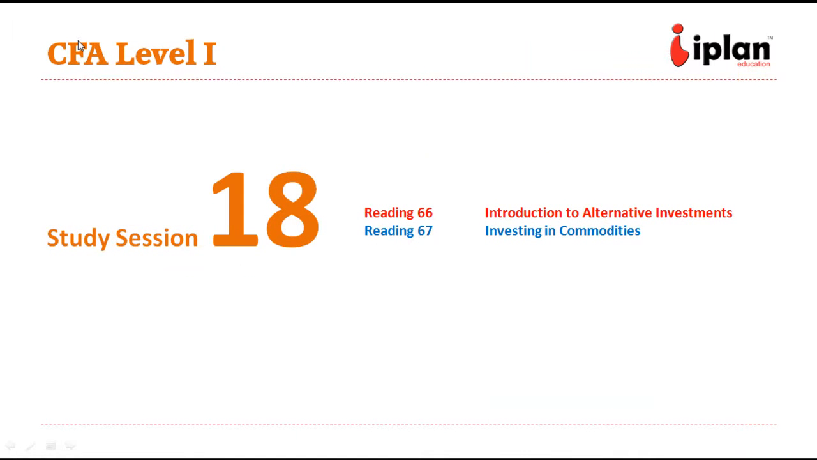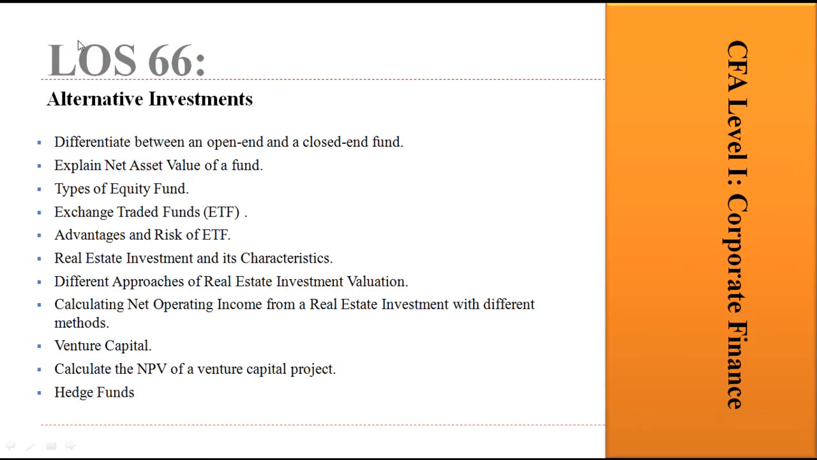Let us start with study session 18, Alternative Investments. Reading 66 is Introduction to Alternative Investments. Under this LOS, we are going to understand open-ended and close-ended funds and the differentiation between them. We'll also understand the concept of net asset value for a fund. Then we look at the types of equity funds, exchange traded funds, and their advantages and risk.